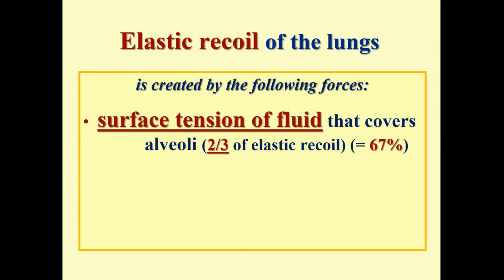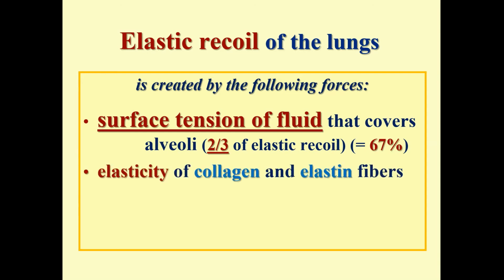But the number of alveoli is so great that it's a little force for each alveolar, practically spherical, surface that creates the surface tension. This surface tension multiplied by the number of all alveoli in the lungs makes a great amount, the bigger portion of the total elastic recoil of the lung, about 2/3, or expressed in percentage, about 67%. And the other 1/3 is performed by elasticity of the collagen and elastin fibers that are present in lung tissue.